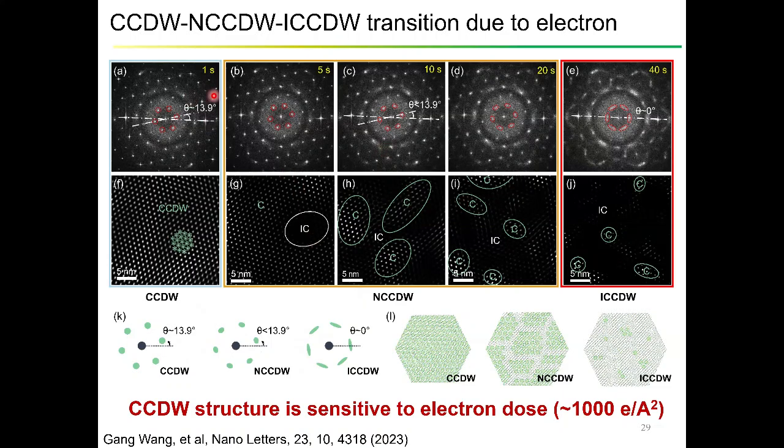So we can see that as the electron dose accumulates, the commensurate CDW phase will be destroyed by the electron dose accumulation. And the threshold is about 1,000 electrons per square angstrom. Okay, so the CCDW is also sensitive to the electron dose. And if we use a high electron dose, like we typically use to see the atoms in the material, we no longer can see the CCDW phase in this kind of material. Okay, so we need to keep the electron dose below this threshold.